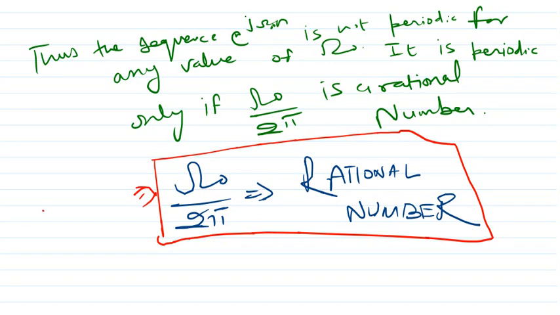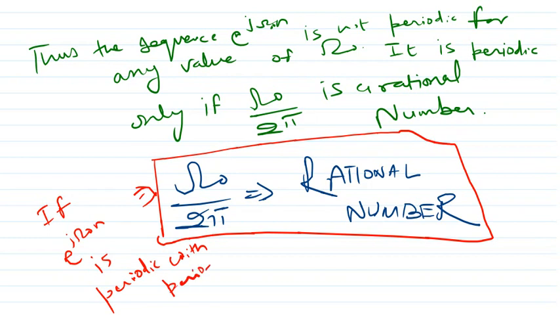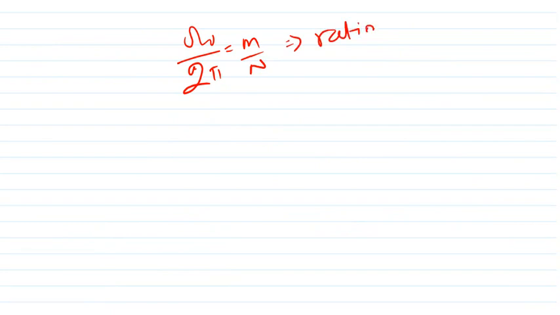If e raised to the power j ohm naught n is periodic with period capital N greater than 0, then let us write again: ohm naught divided by 2 pi should be m by N, it should be rational. If it is not satisfying this property, then it is not periodic. Now let us solve one problem.